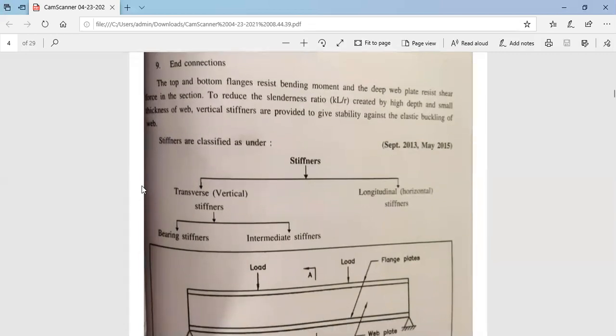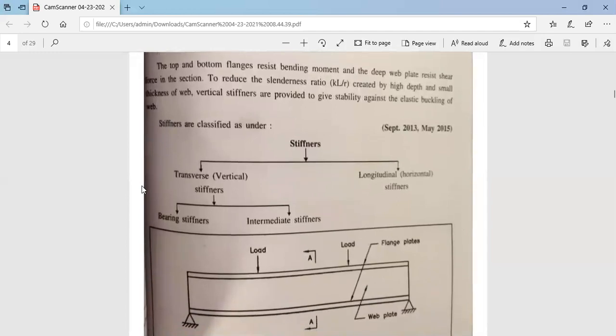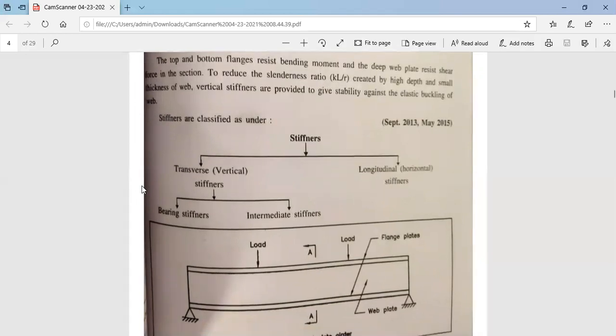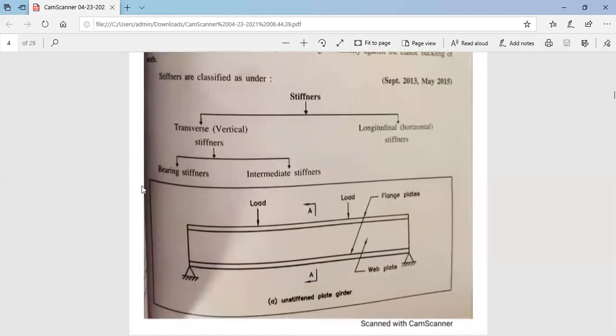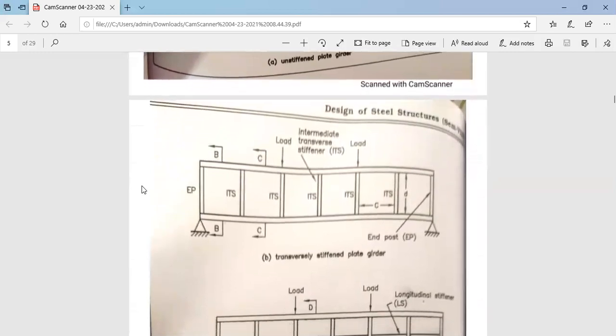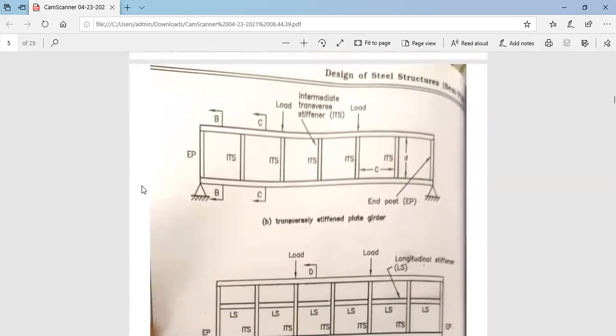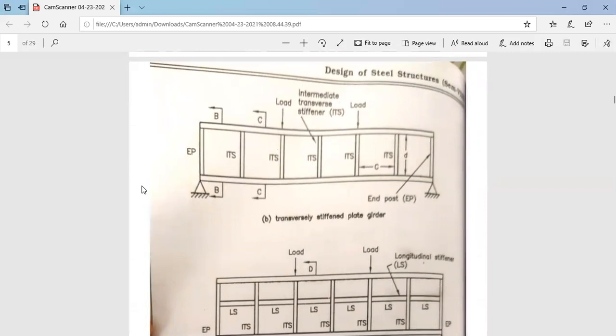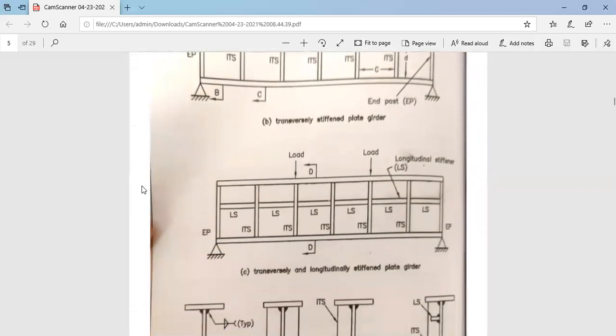So the stiffeners are classified into two types: transverse stiffeners, also known as vertical stiffeners, and second, longitudinal stiffeners, which means horizontal stiffeners, right? Here, transverse stiffeners are also divided into two parts: bearing stiffeners and intermediate stiffeners. Right? This figure shows an unstiffened plate girder. Second is a transversely stiffened plate girder. Next is a transversely and longitudinally stiffened plate girder.